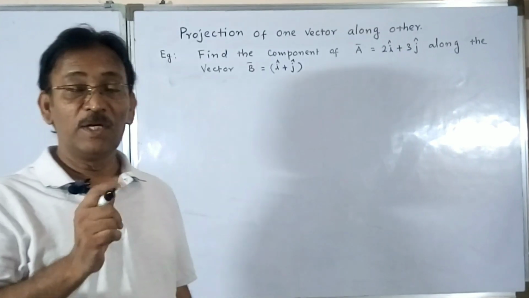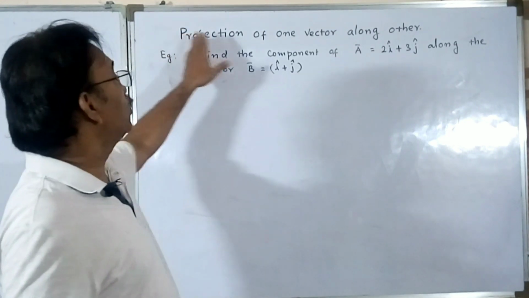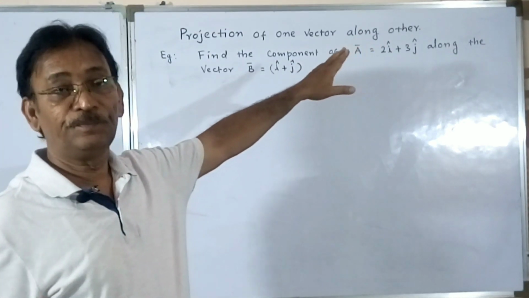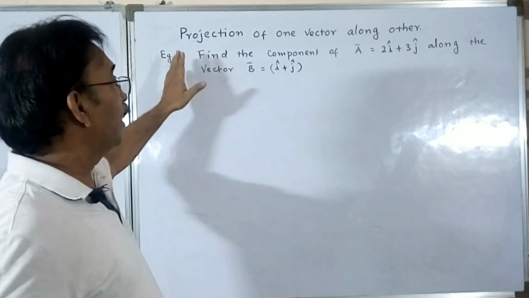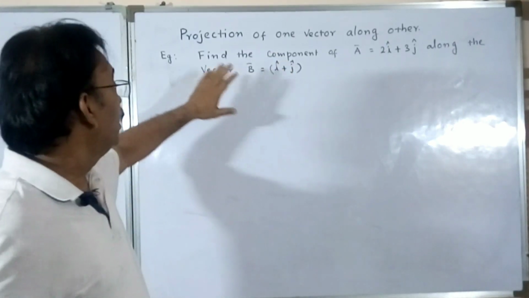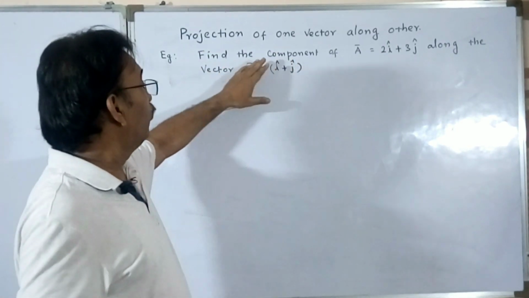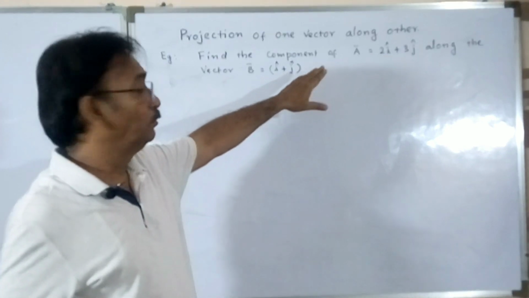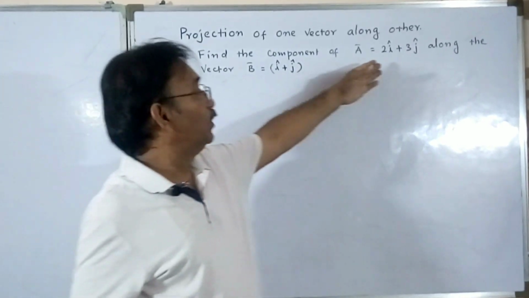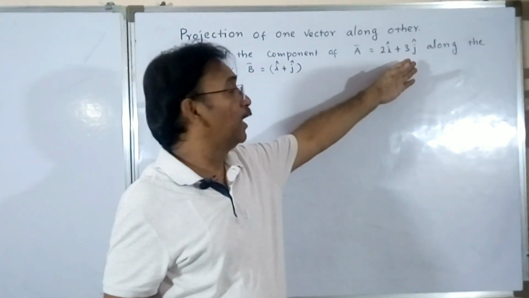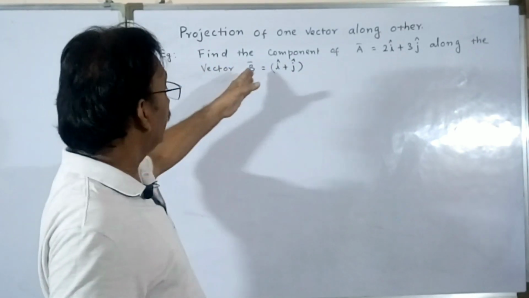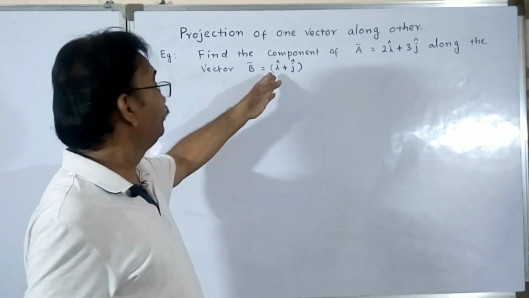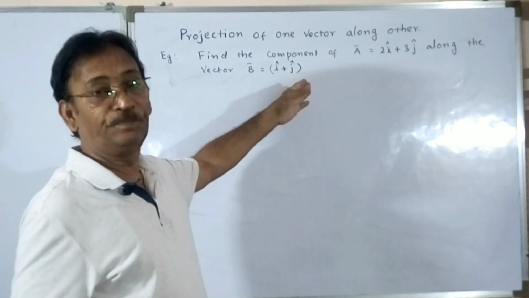Students, to understand the topic, that is projection of one vector along the other, in the right way, we are going to solve a problem. The problem goes like this. Find the component of vector A bar, which is equal to 2i cap plus 3j cap, along the other vector B bar, which is equal to i cap plus j cap.